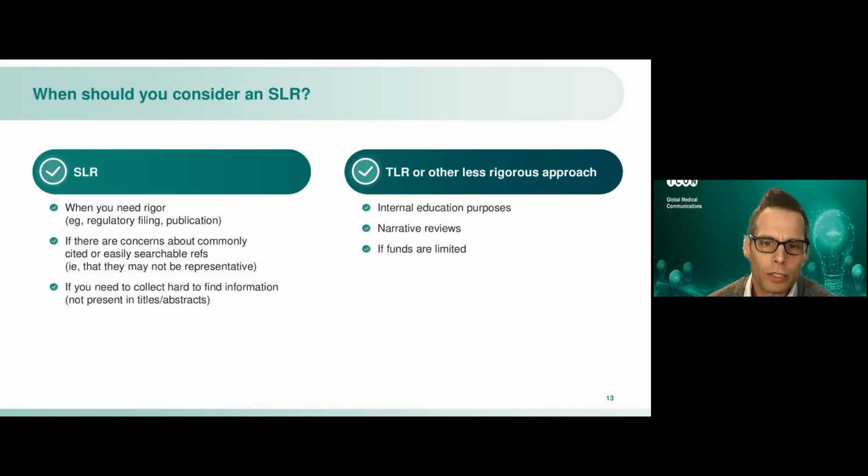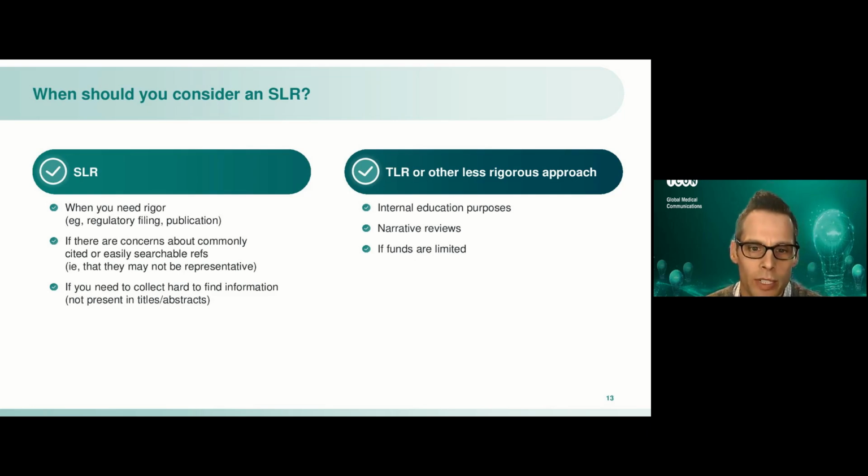And so when should you consider doing one? If you have a question, you're first going to need to decide if you can answer that question with data that's available publicly in the literature, or if you're going to need to do new data generation. And if you can answer that question with data that exists, you're probably going to want to do that, both because it's faster and a little bit cheaper. And so assuming you have the option to answer your question with published or publicly available data, the choice is then SLR or any other number of less rigorous approaches.